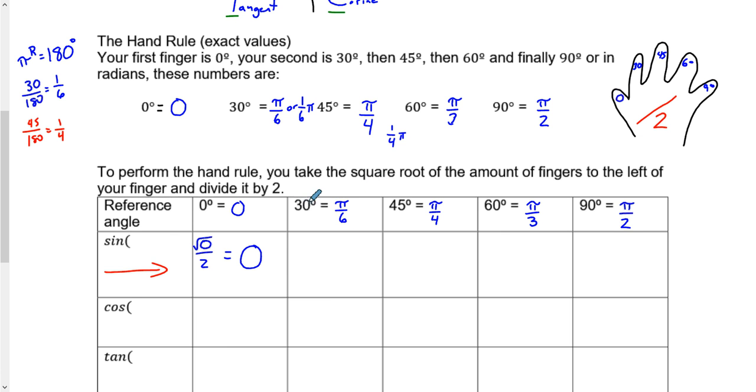The sine of 30 degrees, or the sine of pi over 6, which is the same thing. How many digits are to the left of your 30? There's only 1. So it is the square root of 1 over 2.